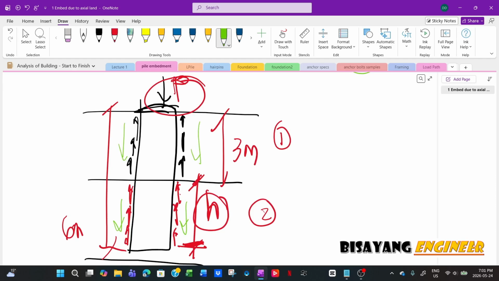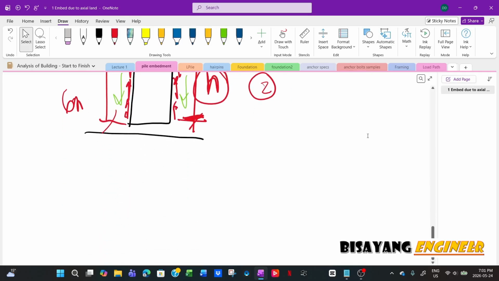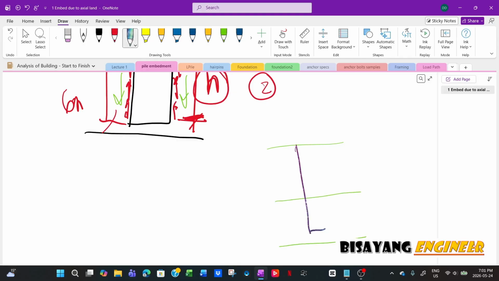Now, if it is laterally loaded, that's another story, because what will happen is, if this is your 2 layers, and then this is your pile. Now, if this is subjected, it depends. If subjected to a really large lateral load, then there's a tendency that if your pile is too short or too shallow, it will tilt like that.